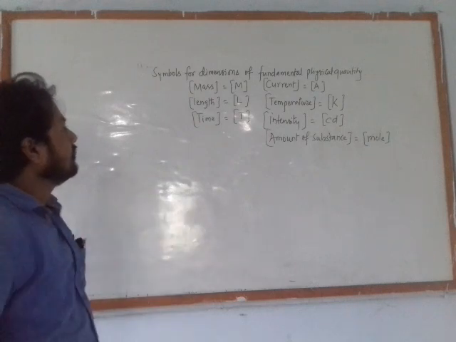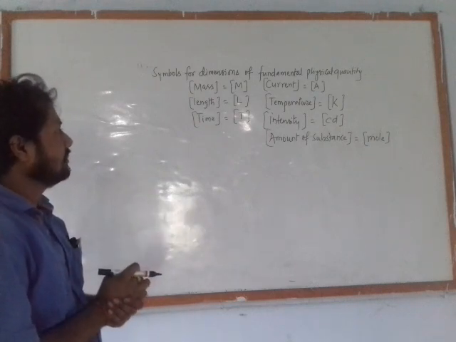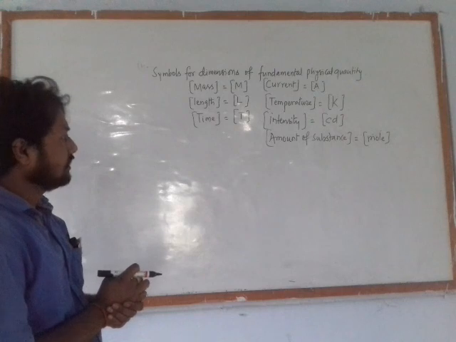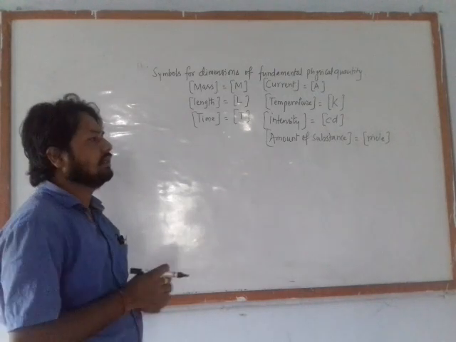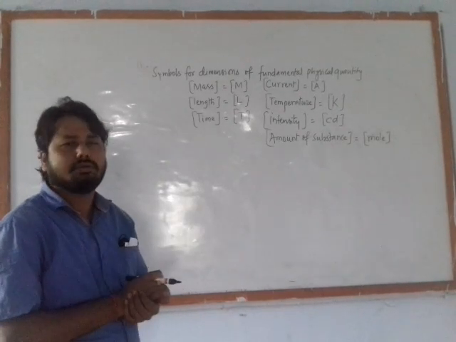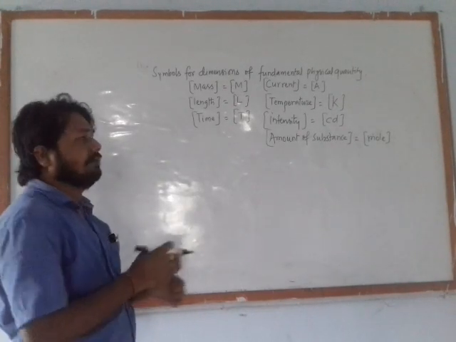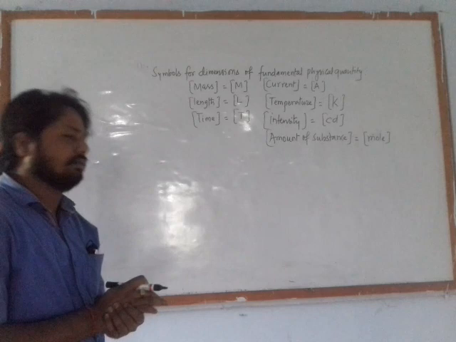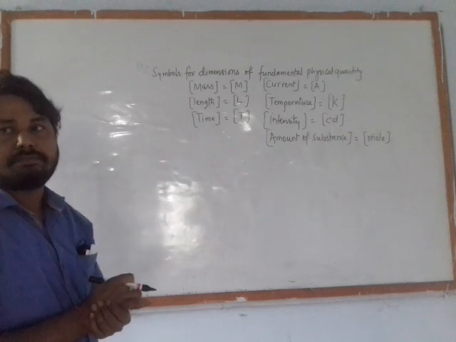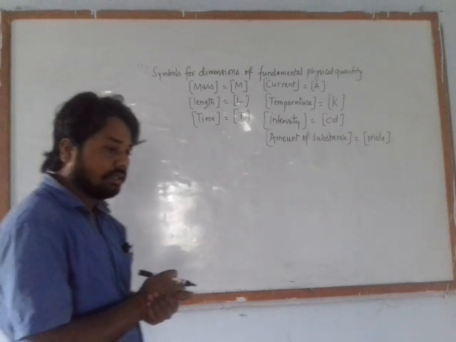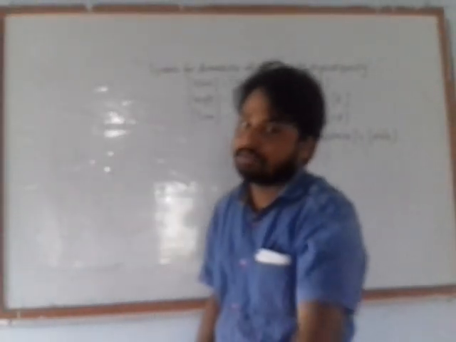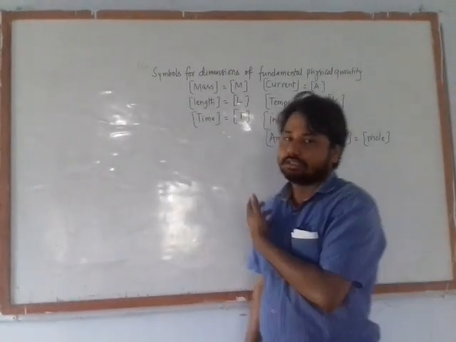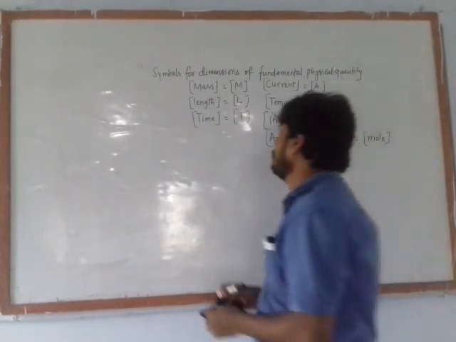So this way we can use symbols for the dimensions of fundamental physical quantity. Once we know the symbols for fundamental physical quantity for its dimension, then we are able to write the dimensions. There are very few simple steps to be followed. With the help of that, we can write the dimension of any physical quantity. Whatever the physical quantity is, its dimension can be written very easily. But there are some limitations of dimension also. So we will discuss the limitation of dimension also.